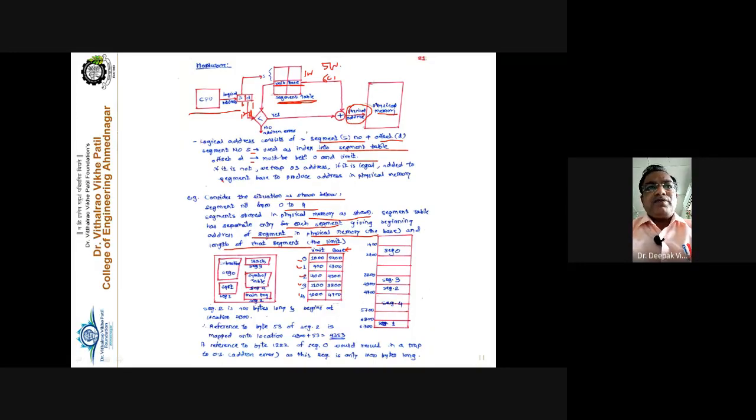For example, segment number 1 is the square root function, segment number 0 is the subroutine, segment number 2 is the main program, segment number 3 is the stack, and segment number 4 is the symbol table. Segment number 2, the main program, is 400 bytes long and begins at location 4300. So 4300 plus 400 is 4700, and here is your segment number 2.